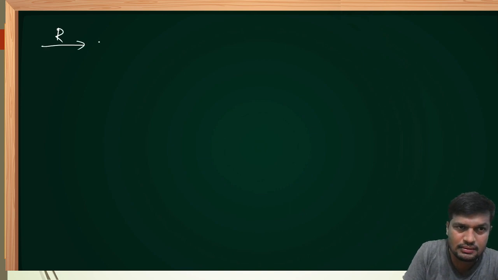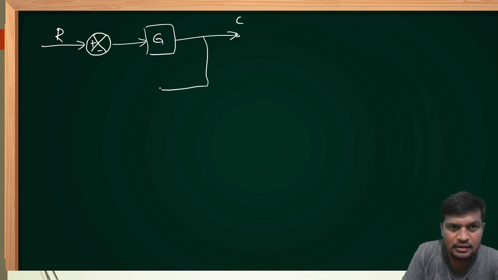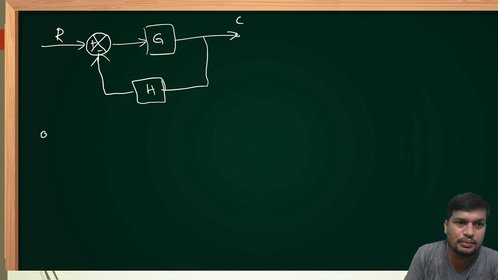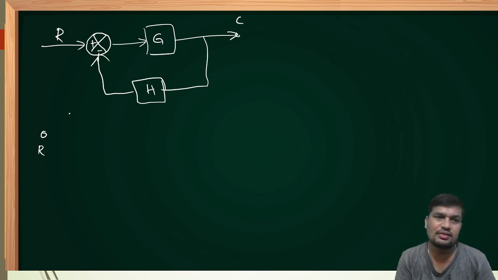Input is R, forward path gain is G, output is C, feedback path gain is H. This we need to convert into a signal flow graph. Input node is R. How to convert a block diagram into a signal flow graph I did not explain, but even so we will understand.